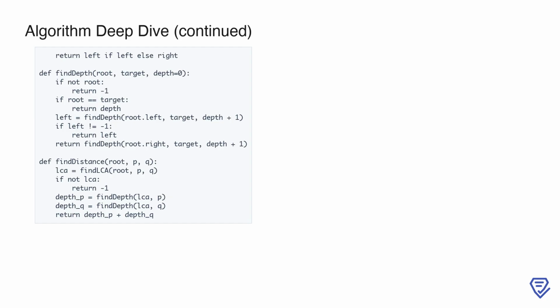Next, the findDepth function is defined to calculate the depth of a target node relative to the current root. If the root is null, the function returns -1.